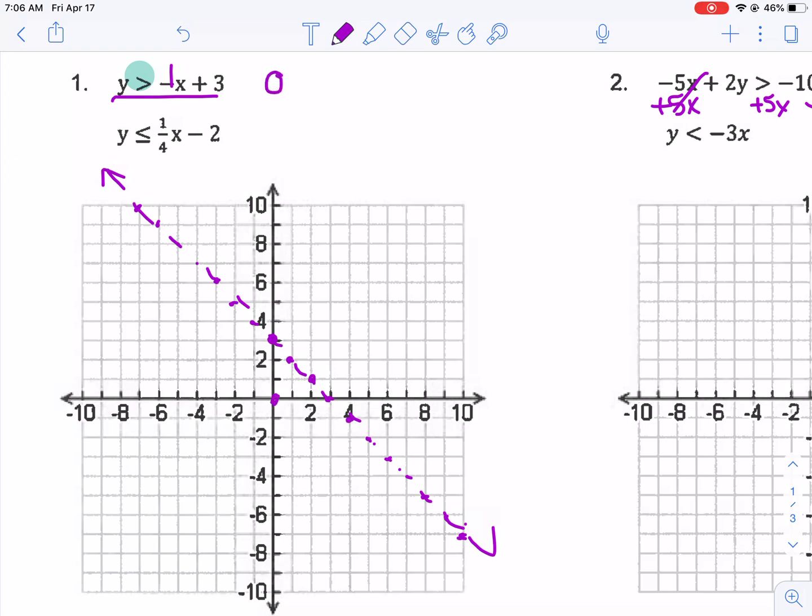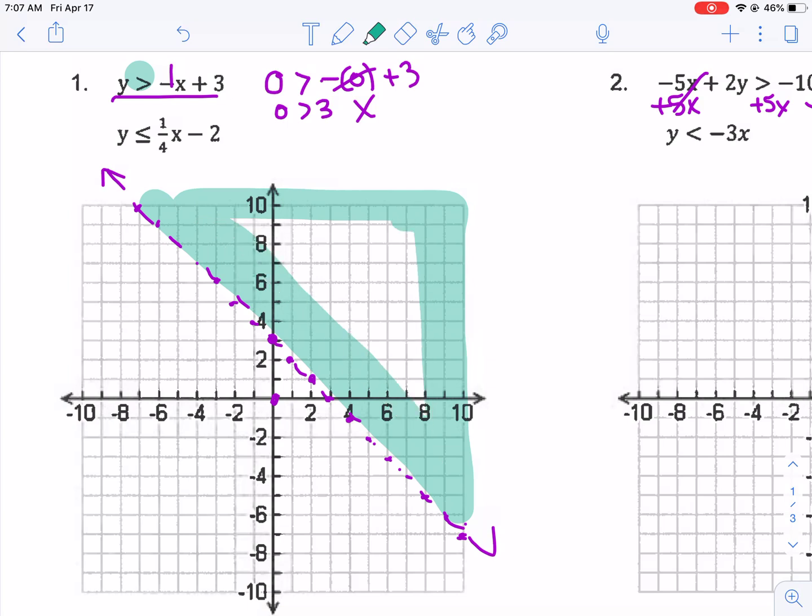So 0 is greater than negative 0 plus 3. Well, negative 1 times 0 is 0. Is 0 greater than 3? No, it's not, which means the solutions are above. Okay? And I'll show how I shade a couple different ways. In this one, I'll use the colors.